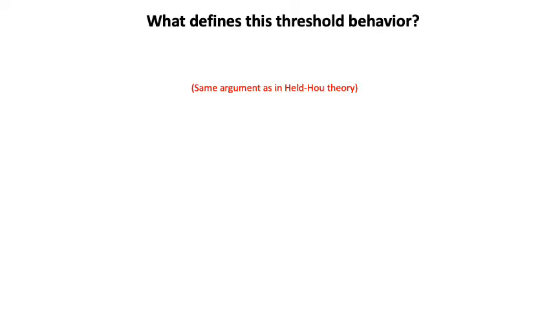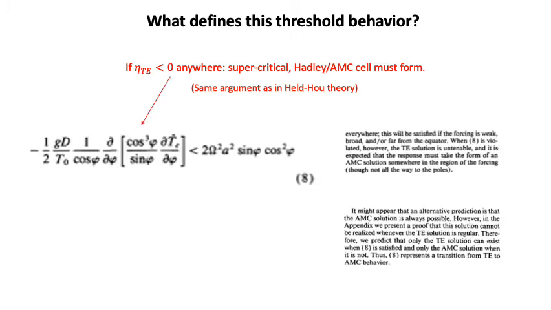Okay, so what defines this threshold behavior? We actually just alluded to it, but we can be more specific. This is the same argument as in Held-Hou theory, though we may not have made that as explicit when we went over it. What we said is that in the thermal equilibrium solution for absolute vorticity, if it ends up being less than 0 anywhere, it's not valid, and you are supercritical, and a Hadley angular momentum conserving overturning cell must form.